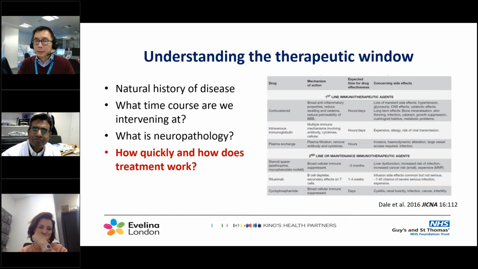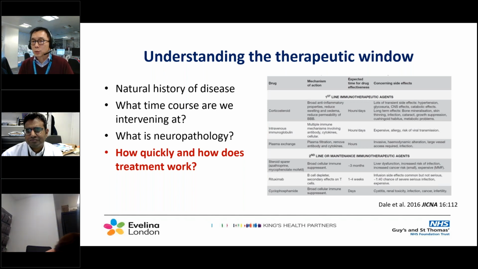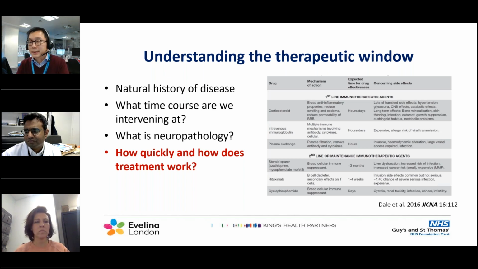But the final bit of understanding the therapeutic window is really how quickly your treatment works, right? So if you look at IVIG, steroids, and plasma exchange, we institute that as first line because we know they work as quickly as possible. We know that if you wanted to start Ritux, the fastest it would work is probably 7 to 10 days as a B cell depleter, so you would not see that effect until then. So knowing that is important.